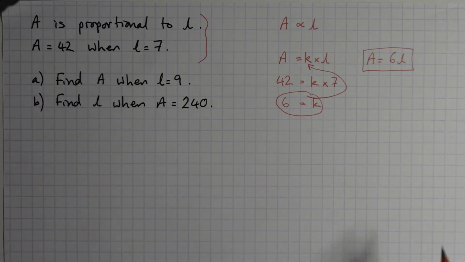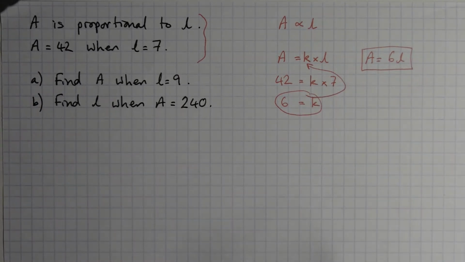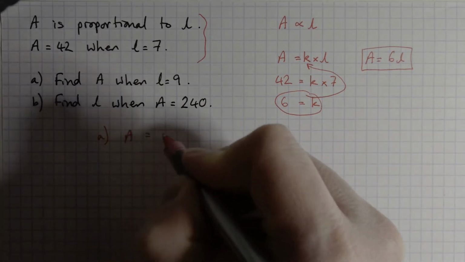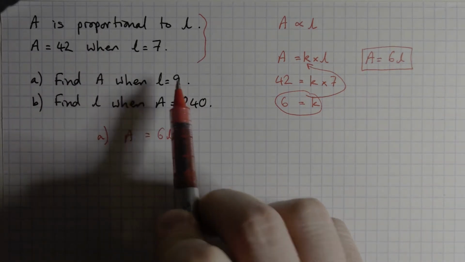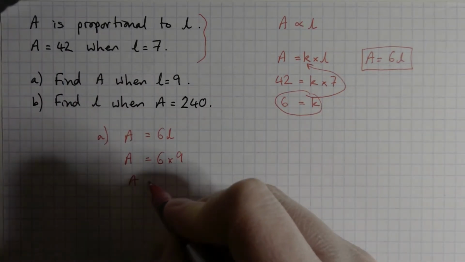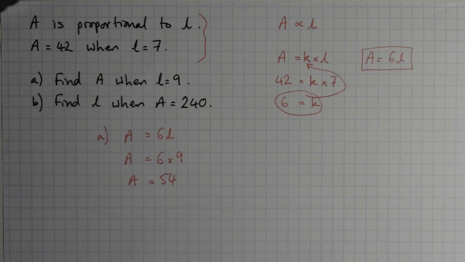Now I can start doing the question because I'm going to use that in parts A and B. So in A, I know that A is 6L. Let's just substitute L is 9 into here. 6 times 9 is 54, so I get that A is 54.